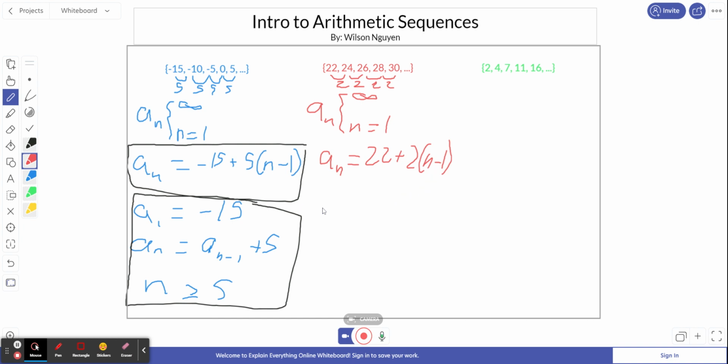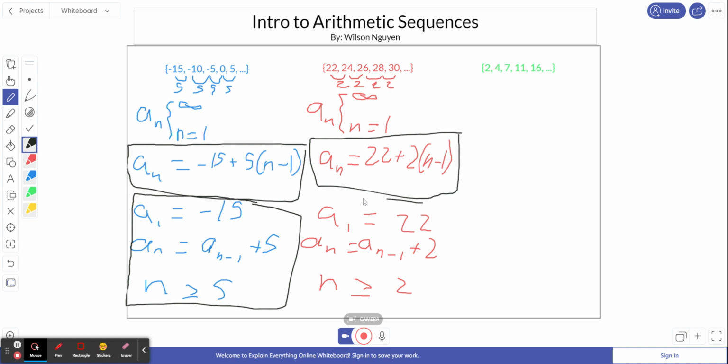And then for recursively, we write a sub 1 is equal to 22. Then a sub n is equal to a sub n minus 1 plus 2. This is for n is greater than or equal to 2. Again, this solution and this solution both are correct ways of defining the sequence.